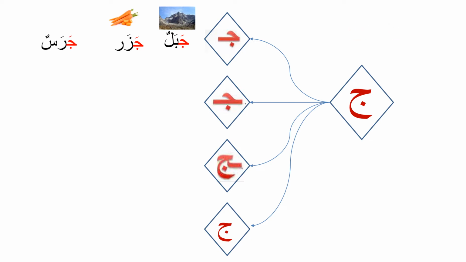Jaras. Jaras means a bell. What's above Jeem here? We have fatha. So, jaras.